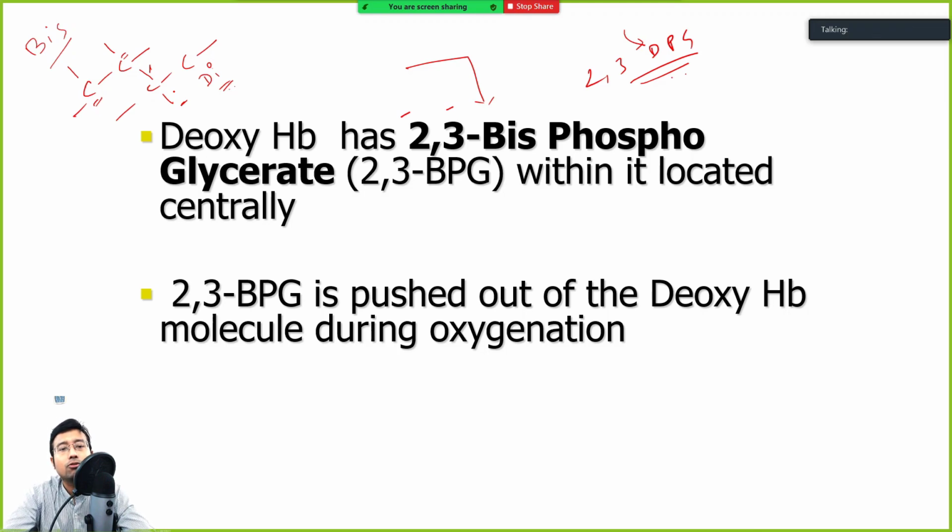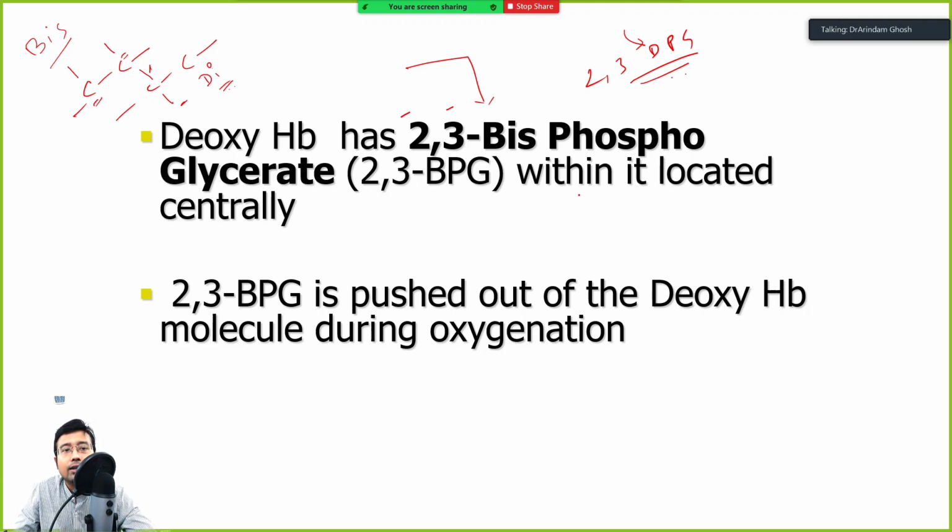Okay, so what happens? 2,3-BPG, where it is bound, it is located centrally. I'll show you in the diagram. I'll show the diagram, but just note these features. First read this and I'll again show you. It will be much clearer.